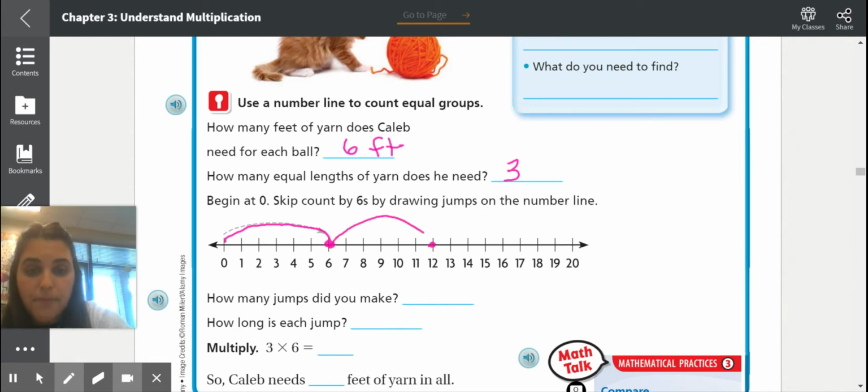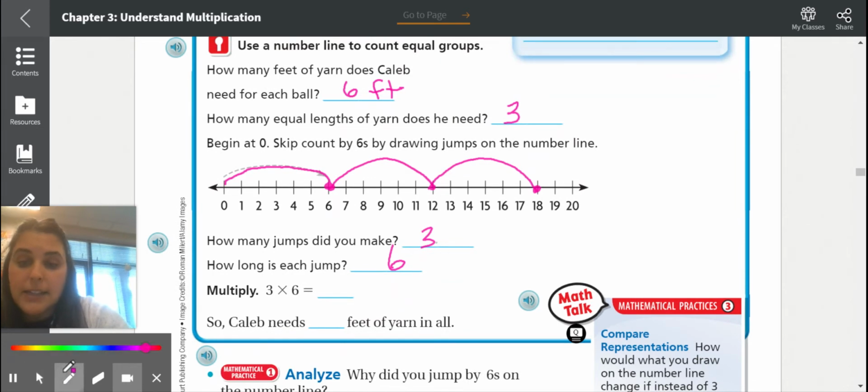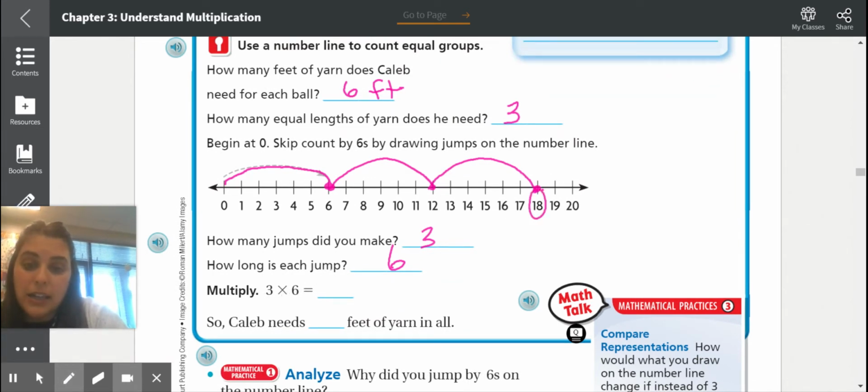That's another jump. Count 6 again. 1, 2, 3, 4, 5, 6. That's on 18. So how many jumps did we make? 3. How long is each jump? 6. So if we were to multiply, that's 3 times 6 equals, and we landed on 18. So Caleb needs 18 feet of yarn in all.